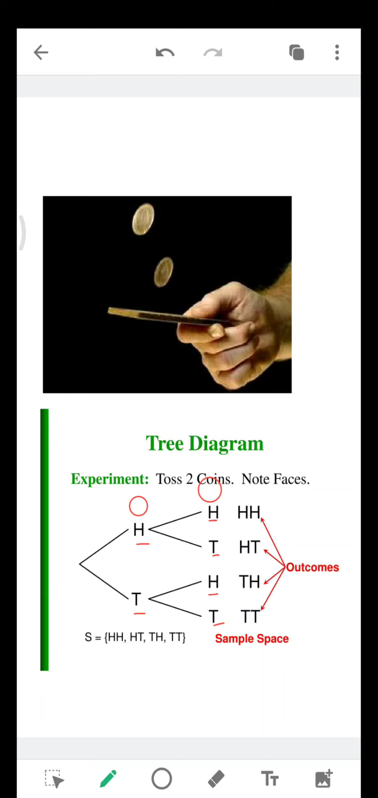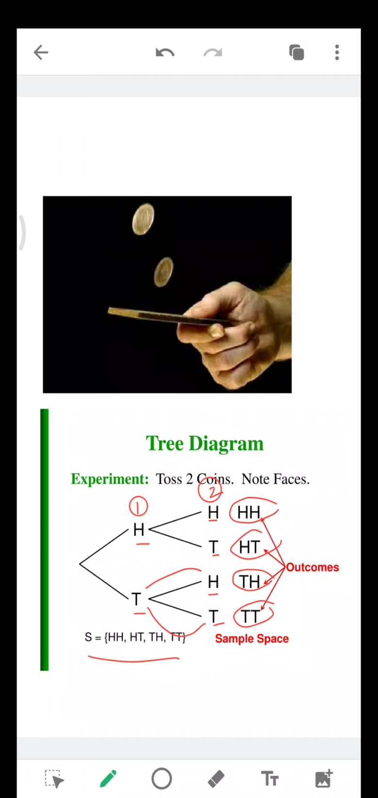So this is the first coin and this is the second coin. The possible outcomes will be like this: HH, HT, then TH, then TT. These are the possible outcomes when you toss 2 coins. So you can write it in this way. We have learned about this concept in our previous class.